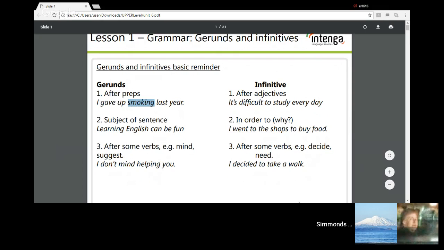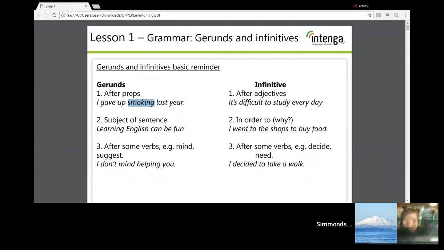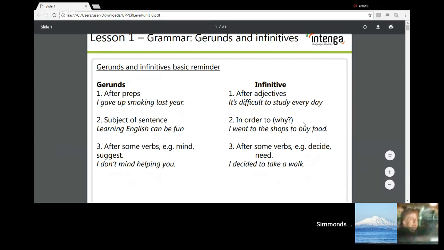Questions? No questions. Okay. Case is most difficult. This one's the most difficult, you think? Yeah, because we need to remember the verb itself to be followed by a gerund. Yes, like mind and suggest. Exactly. Yeah, these are a little bit more difficult.